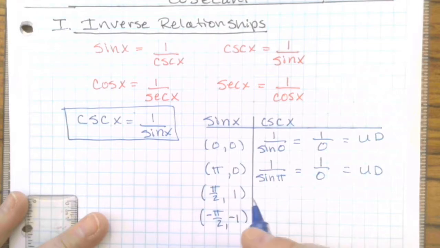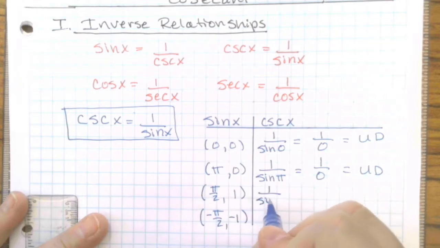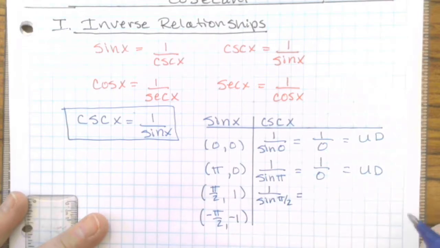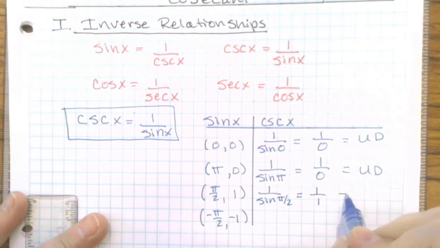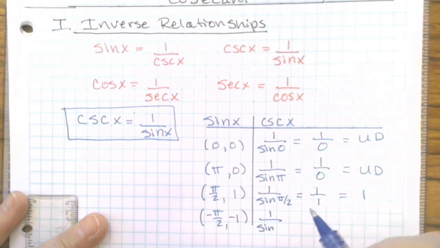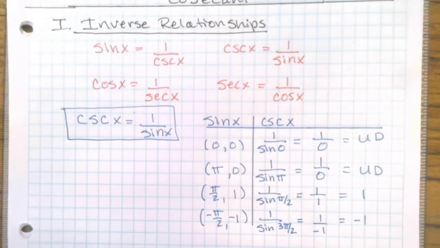And then with pi over 2, we have 1 over sine of pi over 2. Sine of pi over 2 is 1, so we get a value of 1. And then finally, sine of negative pi over 2, or 3 pi over 2, gives 1 over negative 1, which is negative 1.